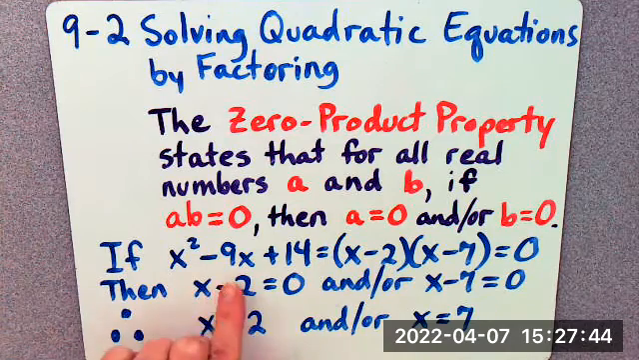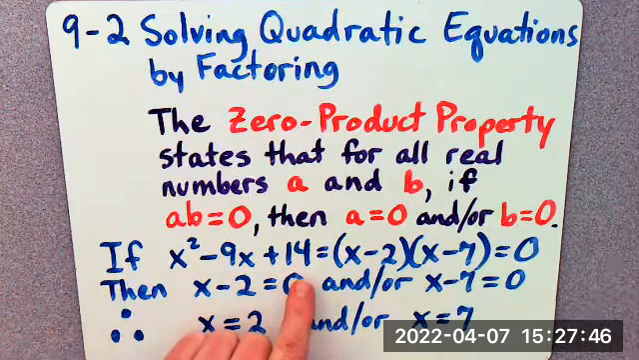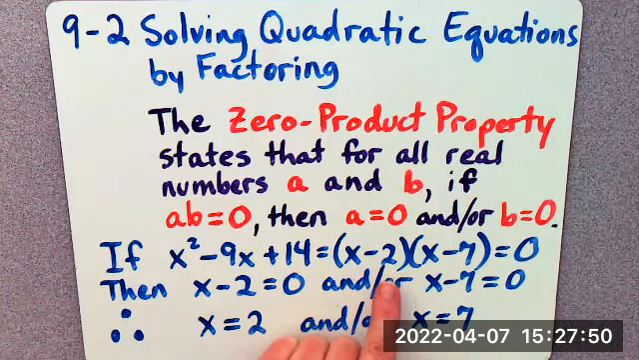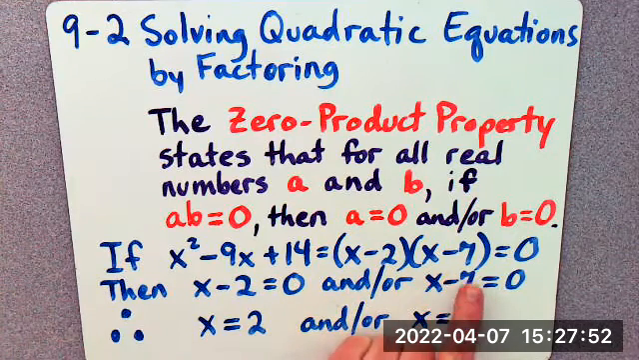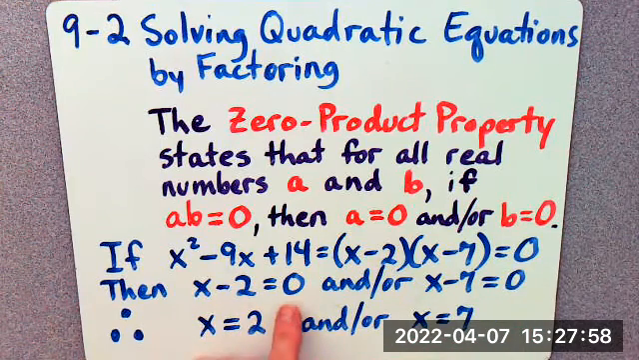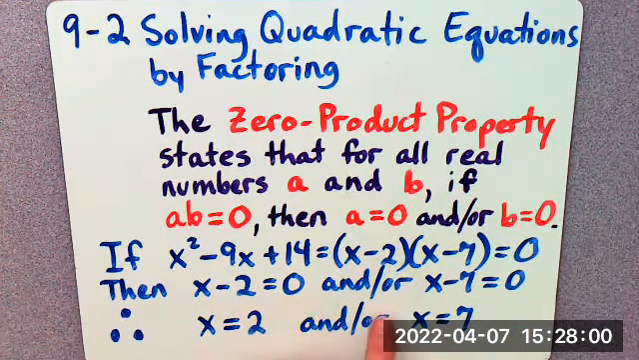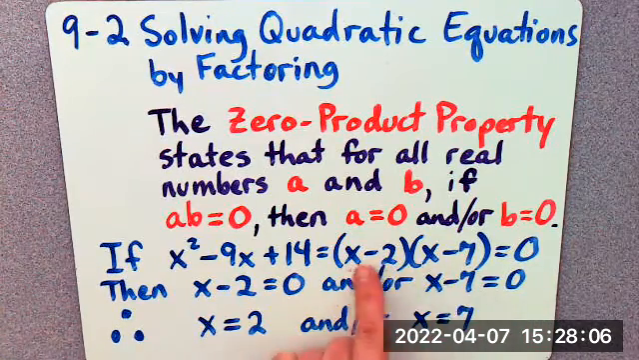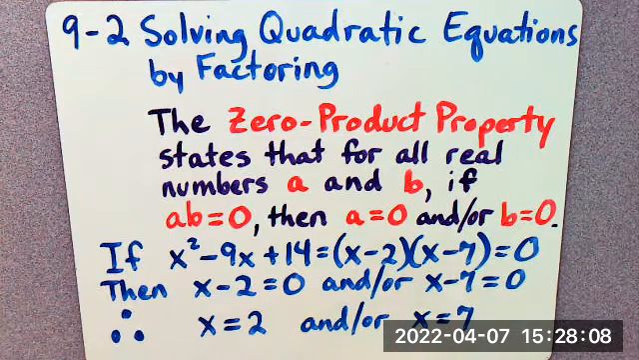So if x squared minus 7x plus 14 equals, in factored form, x minus 2 times the quantity x minus 7, and that equals 0, then either x minus 2 has to equal 0 and/or x minus 7 has to equal 0. So either one of these has to be 0 or both of them.